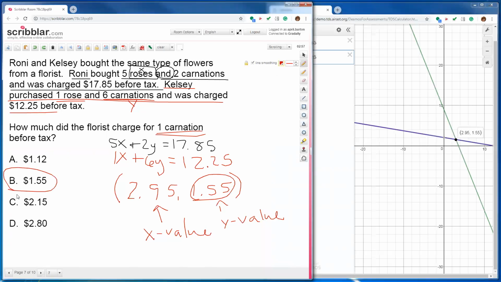Well, any person before doing all that would think, let's just do 1785 times how many roses, and then 1225 times how many carnations. Some of these questions are not how you would actually interact with it in real life.